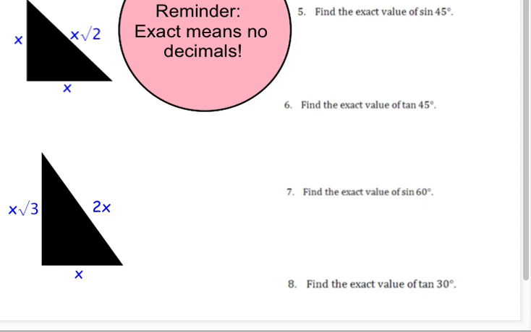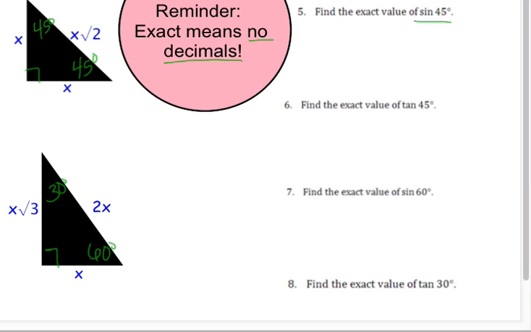All right. So example 5 says find the exact values of sine of 45 degrees. So that means no decimals. So that means you need to leave it in radical form. So here is an example of my 45, 45, 90 triangle. Okay, and here is an example of my 30, 60, 90 triangle. So if I'm trying to find the exact values of sine, cosine, tangent of any of these angles, I'm just going to draw one of these triangles.